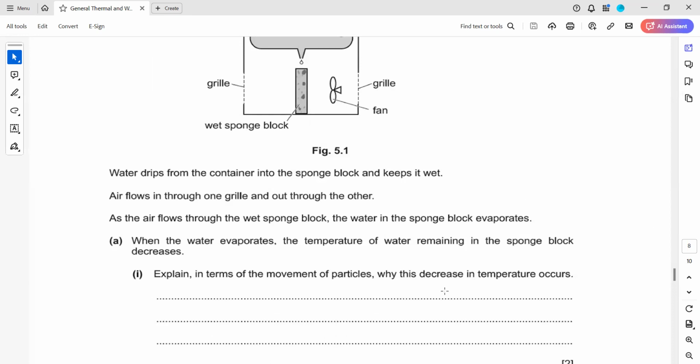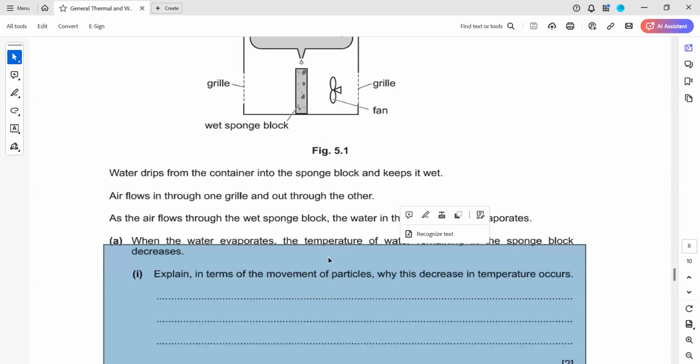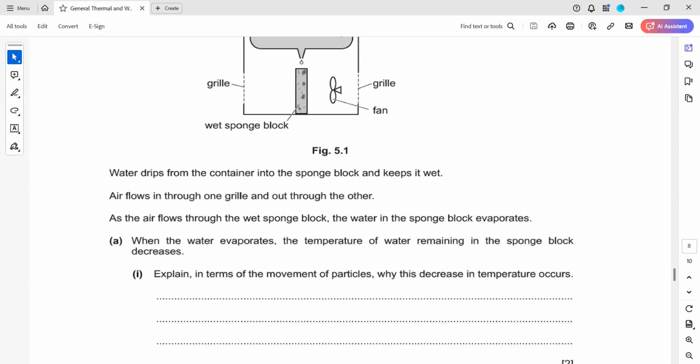So as we know, evaporation is a cooling process. Whenever evaporation occurs, the substance will cool down. But why will the substance cool down? So what actually happens here? The most energetic molecules from this wet sponge will escape. They gain energy from their neighbors and surroundings and they escape. So the molecules which are left behind will have low energy. That's why this wet sponge block will cool down, or its temperature will decrease.